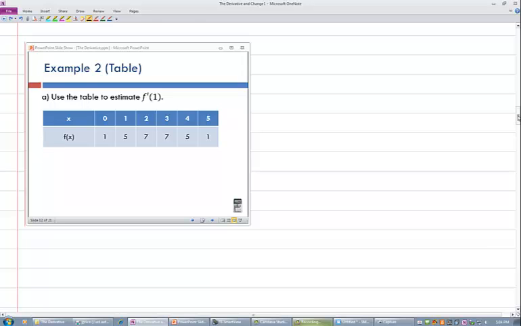And so example 2 says, hey, use this table to estimate f prime of 1. And so remember this definition, f prime of x is equal to the limit as h goes to 0 of this difference quotient, which is a fancy name for, hey, just take the average rate of change, the change in the output on top, divided by the change of the input on the bottom. And it just turns out to be h because, again, the x's cancel. If you take x plus h minus x, you just get h back.